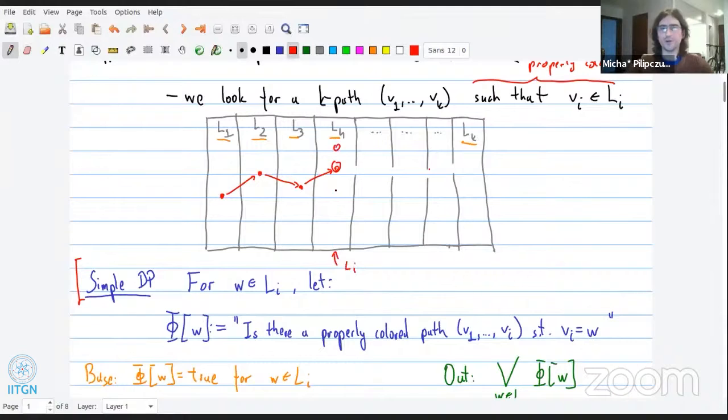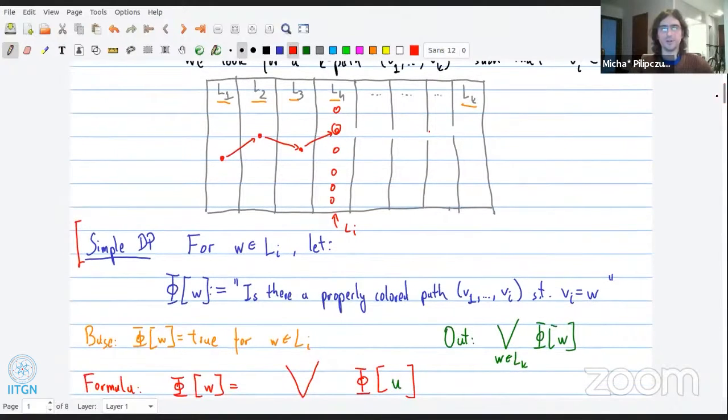store for each vertex of this layer i whether there is a path that looks like this on the picture, that starts in the first layer, then goes to the second, the third, and then ends in the layer consisting of vertices of color i. So how do you do this using dynamic programming? Well, this is very simple.